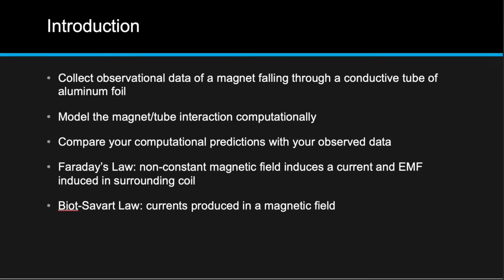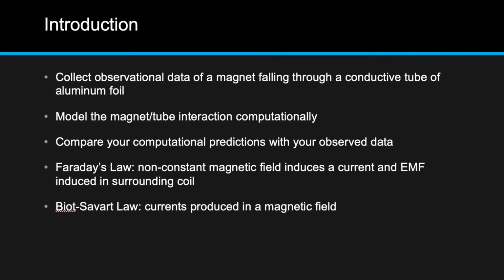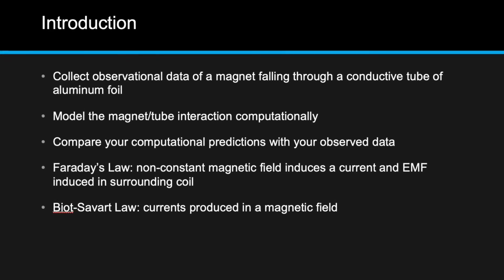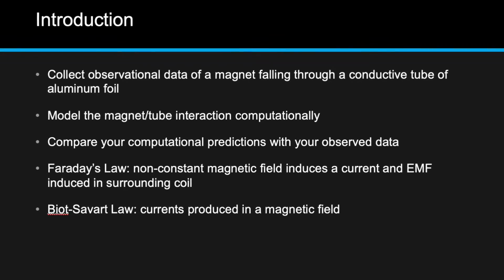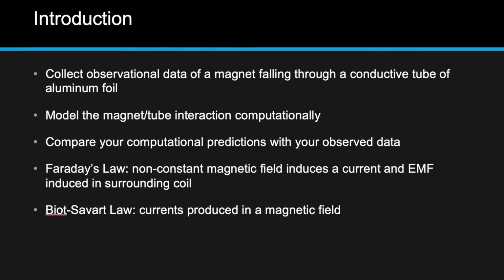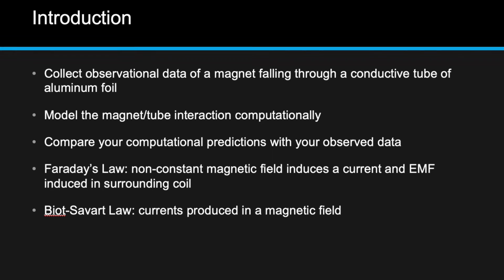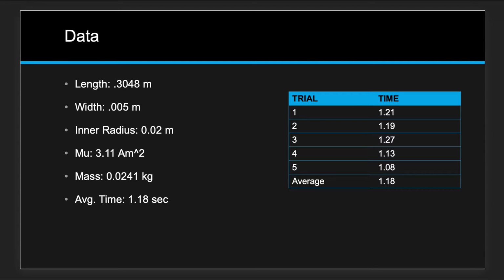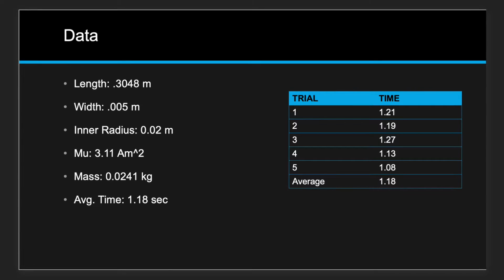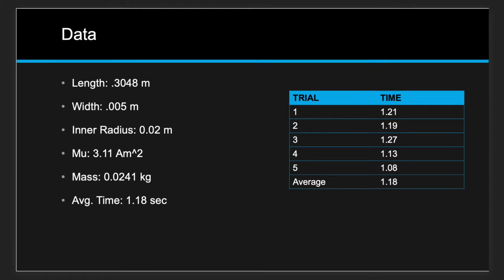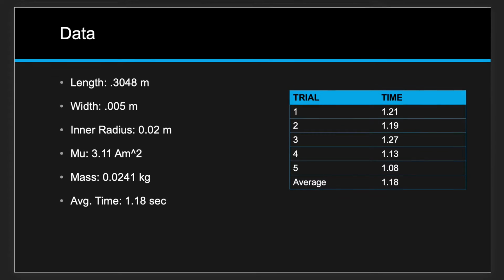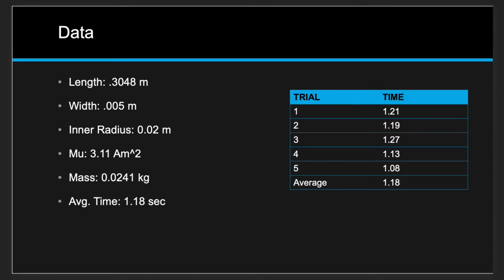So the main two physics principles we will be using are Faraday's law, which is that a non-constant magnetic field induces a current and an EMF in a surrounding coil, and the Biot-Savart law, which is where currents are produced in a magnetic field. We dropped the magnet vertically and put the magnet above the top opening, and then we recorded it with the smartphone with the magnetometer app, and then we measured how long it took to fall through the tube, and it was a lot different than free fall because it went a lot slower.